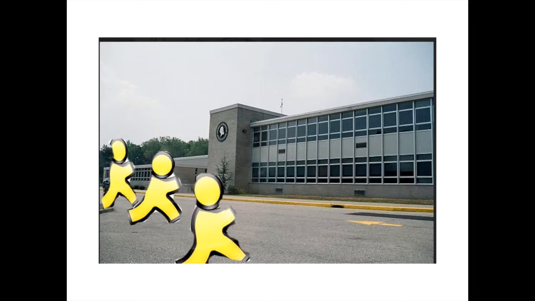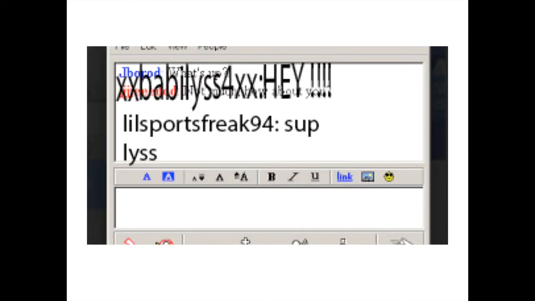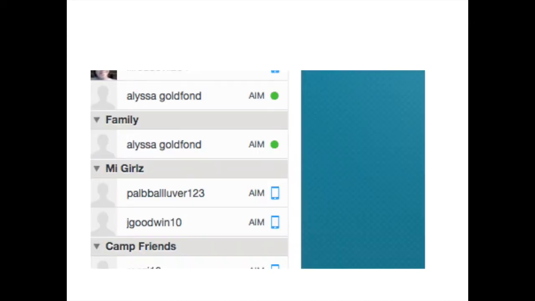When you set up an AIM account, you have to create what is called a screen name. That is the name that represents you and how you will come up on other people's buddy lists. My first screen name was Lil Sports Freak 94, and my second was XX Baby List 4XX. Very embarrassing. Your buddy list is comprised of all of your AIM friends. When you double tap on someone else's screen name, you could start a conversation with them. You can also separate the people on your buddy list into categories such as girls, guys, best friends, family, etc.